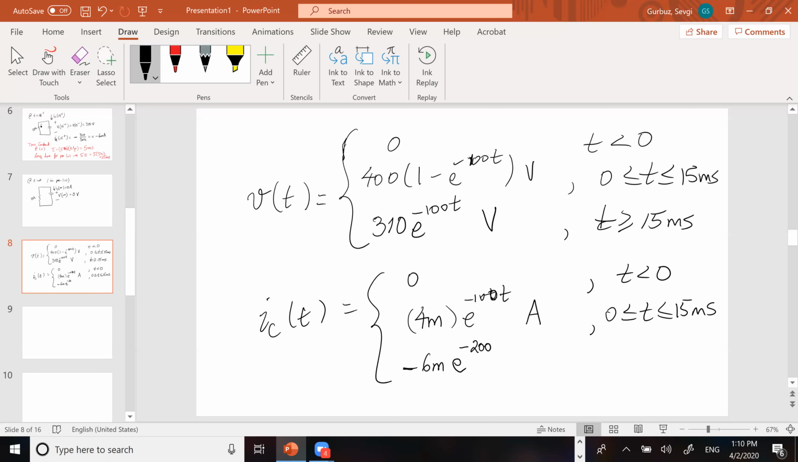I just realized that in my writing of the equations above, I used the incorrect value of tau in the second case. In this case, tau was 10 milliseconds, and in this case, tau was 5 milliseconds. So this should have been minus 200t. My apologies for the arithmetic error. I did it correctly here. This is e to the minus 200t. Again, the final value is 0, so it ends here, and this is what the capacitor current would be for t greater than 15 milliseconds.